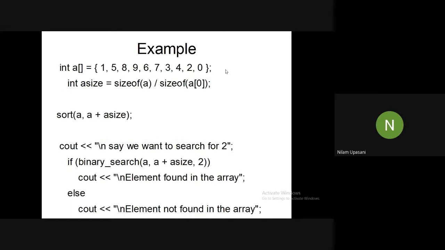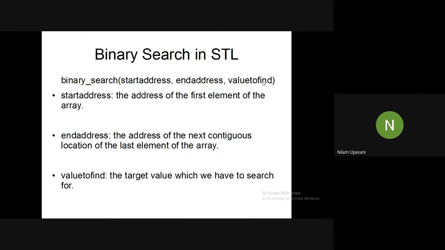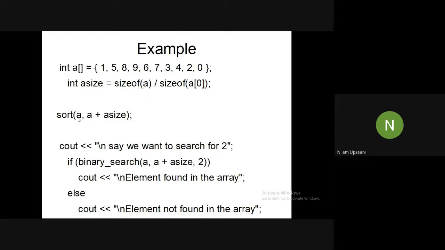तो ये array है आपका. Similar to the way I have calculated the size in the previous example, size of this array divided by size of a of 0 will give me the number of elements. Number of elements a size में आ गए. Now sort में हमें क्या क्या input देना है? Start address, end address and the value that you are looking for. So start address is a, end address is a plus a size, है ना? A size, that is the end address. Sorry, this is sorting I am using.